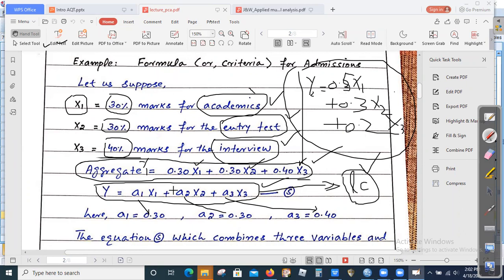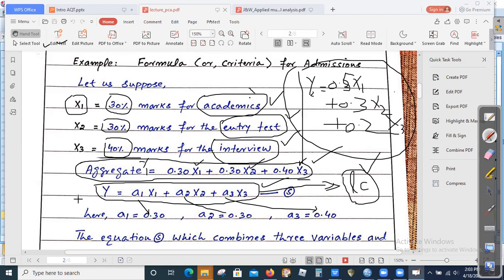So one university may be using this linear combination for their admission, another university may be using another linear combination. Still, a third university may be using another linear combination. So when you change the weights, then the linear combination would change. The idea would remain the same, but the linear combination would become different.